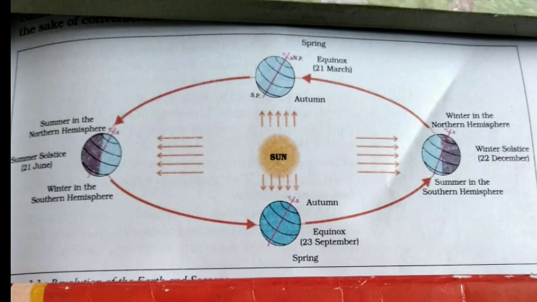On 22nd December, the Tropic of Cancer receives direct rays of the sun as the South Pole tilts towards it. The sun's rays fall vertically at the Tropic of Capricorn, 23 and a half degrees south. A larger portion of the southern hemisphere gets light. Therefore, it is summer in the southern hemisphere with longer days and shorter nights.